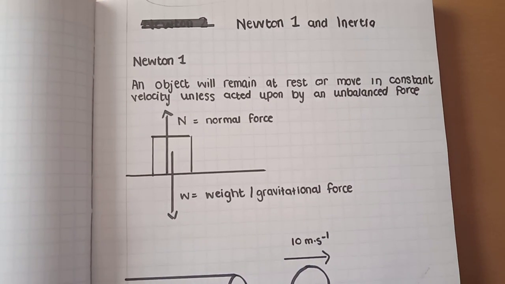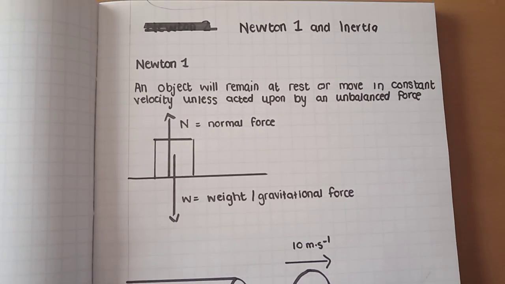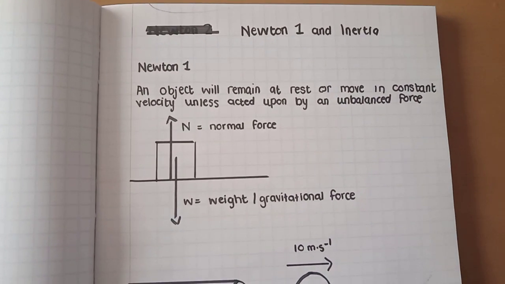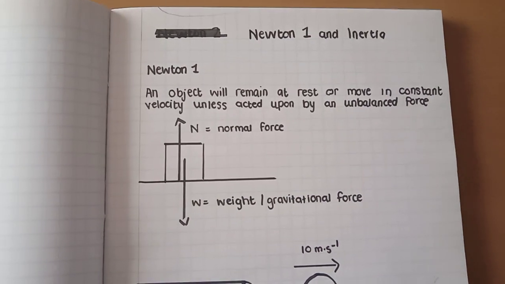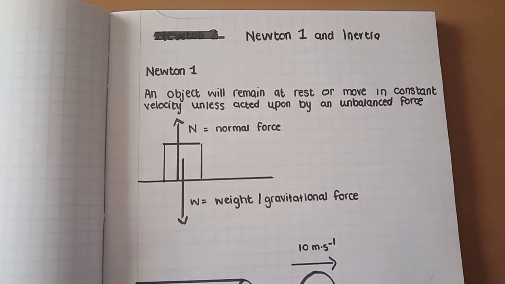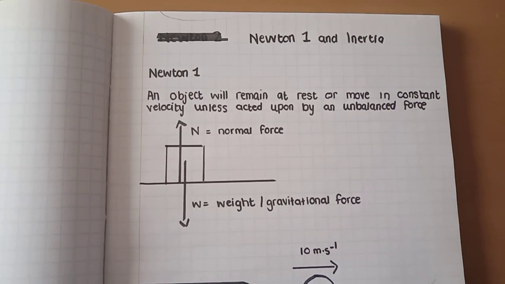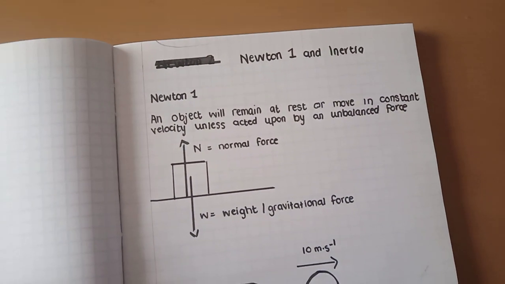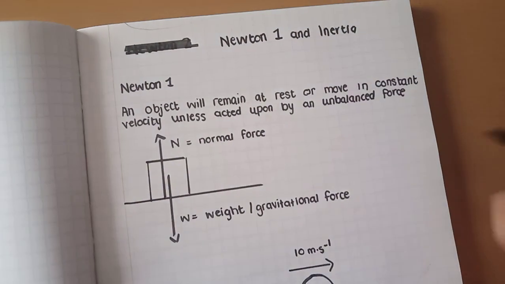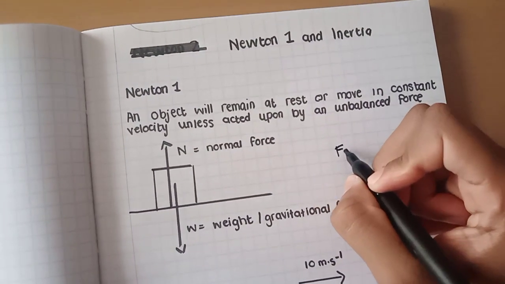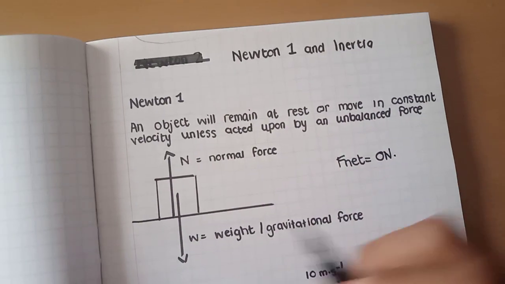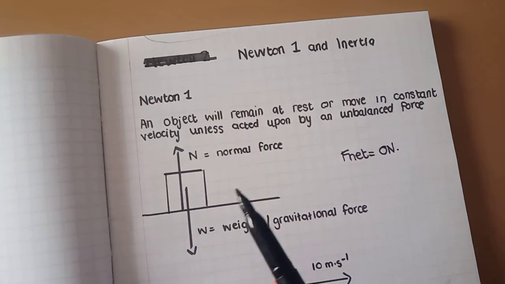So, Newton's first law states that an object will remain at rest or move in constant velocity unless acted upon by an unbalanced or an external force. When we say an object moves at constant velocity or it remains at rest, what that basically means is that the net force on the object is 0 newtons. Whenever it's at F net equals 0 newtons, that is the net force of the object.